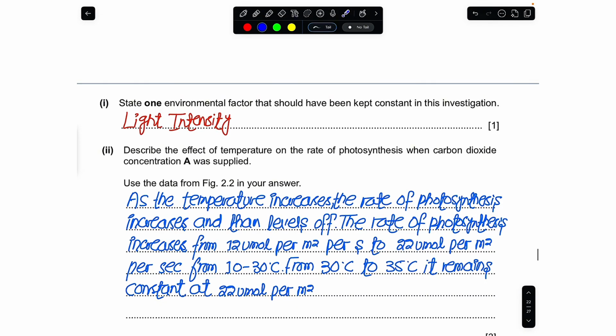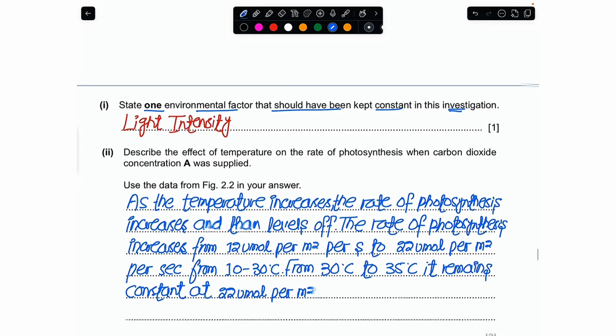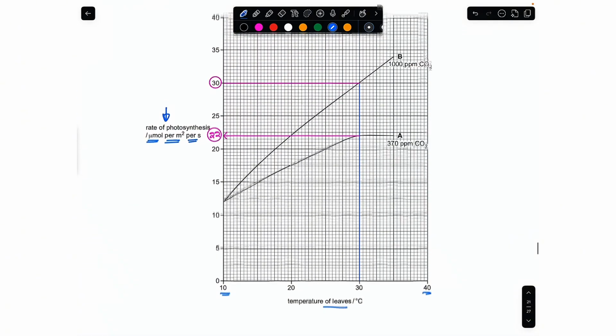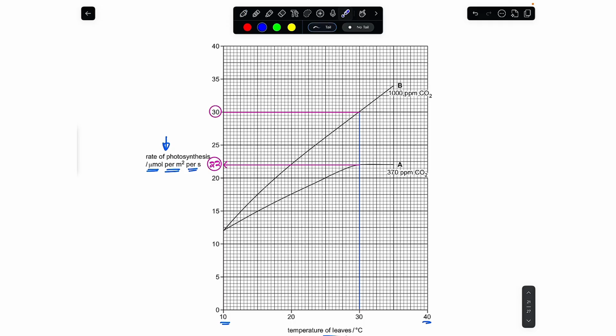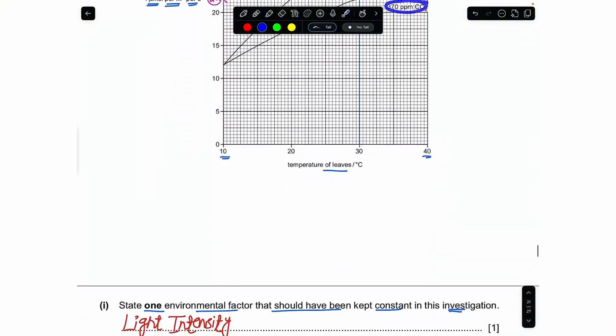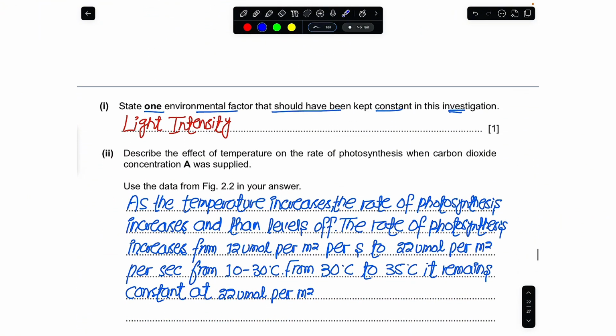Now here the ask is that we are required to state one environmental factor that should have been kept constant in this investigation. What we see in the graph is that they have varied the temperature readings from 10 to 40, and then they are also changing the concentration of the carbon dioxide as well. So the third external factor that has to be controlled during the investigation would be the light intensity.